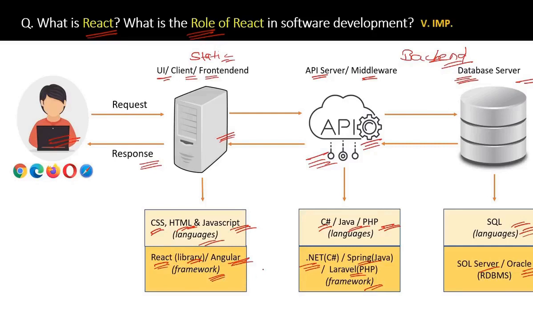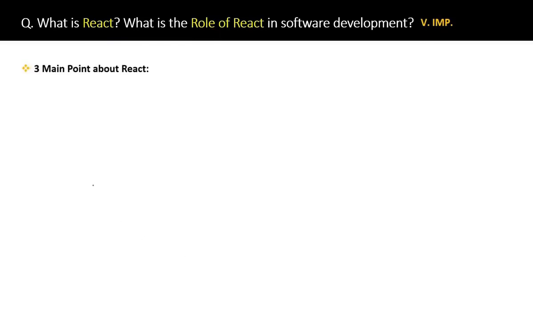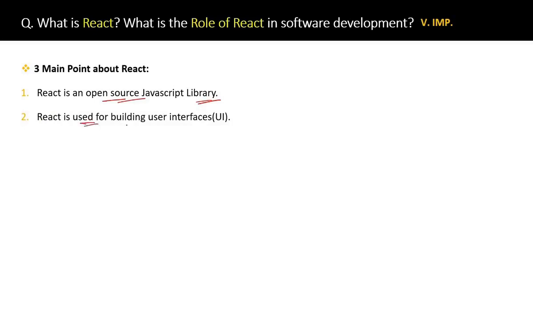Great, now you know React is used to simplify the creation of complex UI applications, right? Finally, 3 points to remember about React. React is what? React is an open source JavaScript library. React is used for what? React is used for building user interfaces.